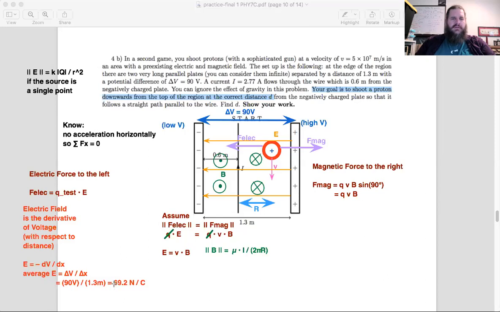Electric field, we can fill that in here. We also know the speed. That's given as 5 times 10 to the 7 meters per second. So at this point, we just need to fill in the formula we have for magnetic field and see what we can do with that. Any other questions on that so far?